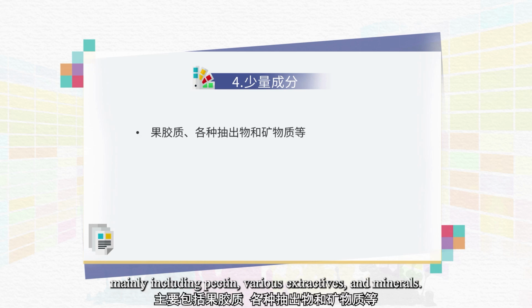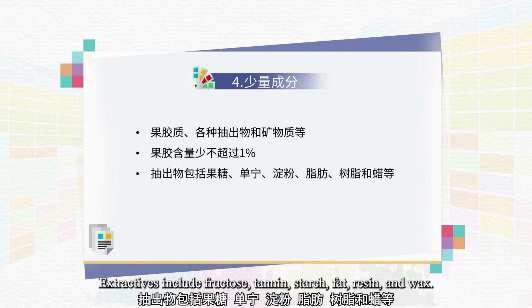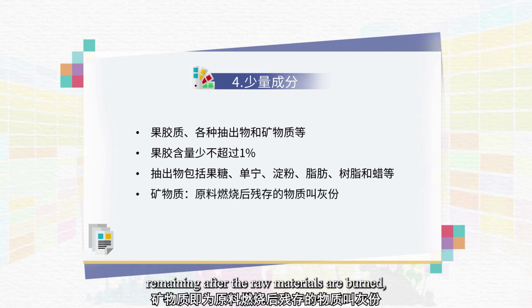In addition, paper also contains some other minor components, mainly including pectin, various extractives, and minerals. Among them, the pectin content is less than 1%. Extractives include fructose, tannin, starch, fat, resin, and wax. Minerals are the substances remaining after the raw materials are burned, called ash.